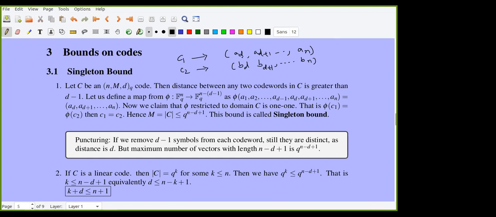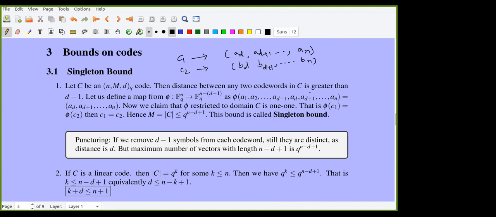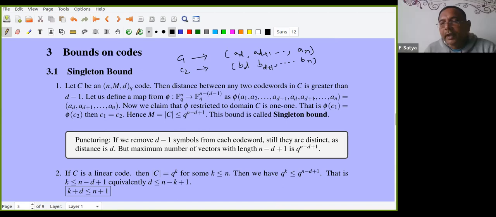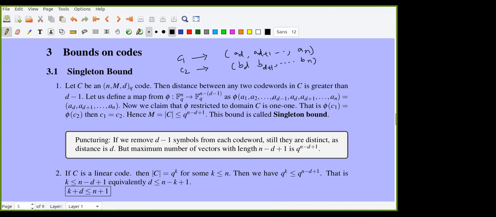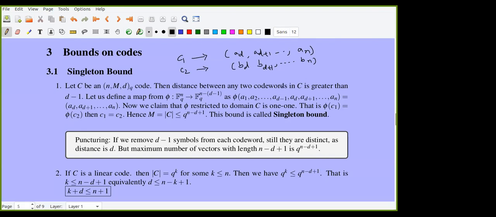So they can be equal. If the last n-d+1 coordinates are equal in C1 and C2, then of course the image will be equal. What happens if the last coordinates are equal? Then only the first d-1 coordinates will contribute to the distance. But the distance is d. So these two are equal like that for everyone.